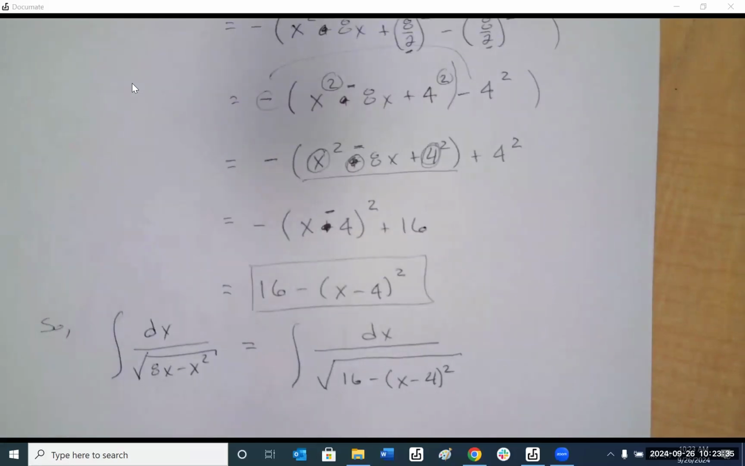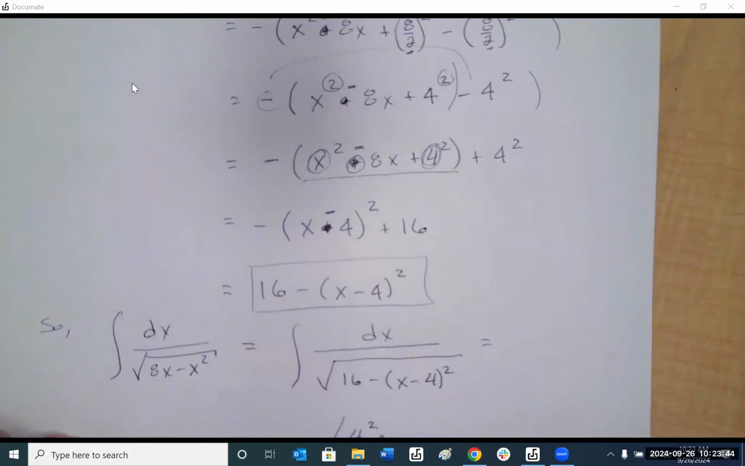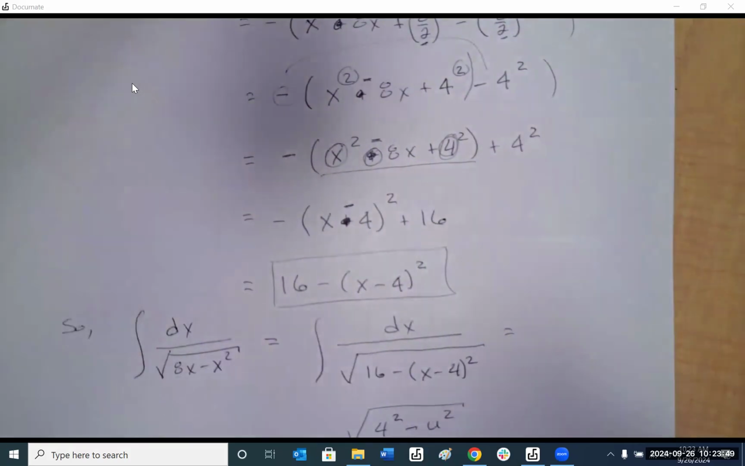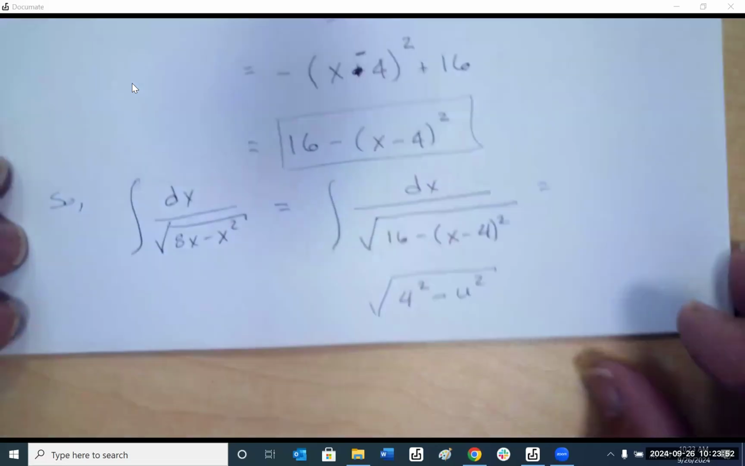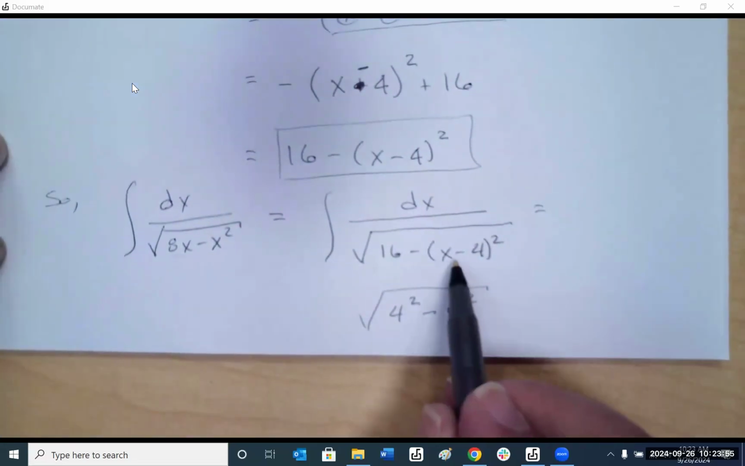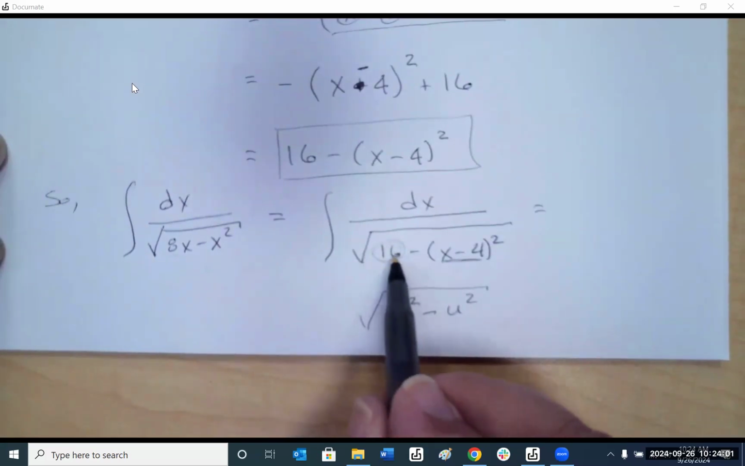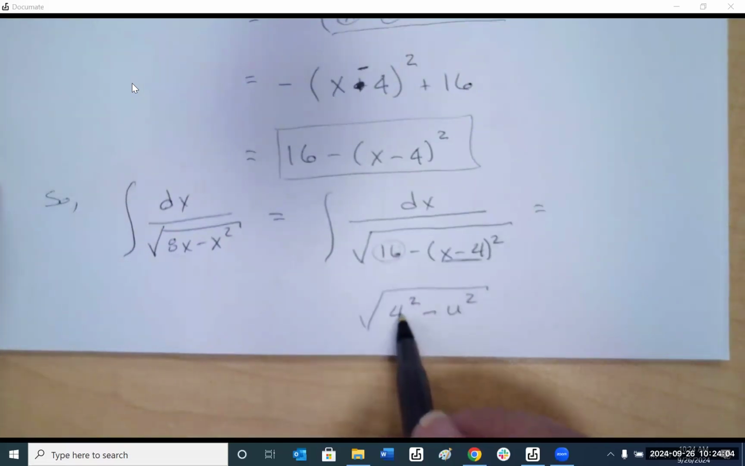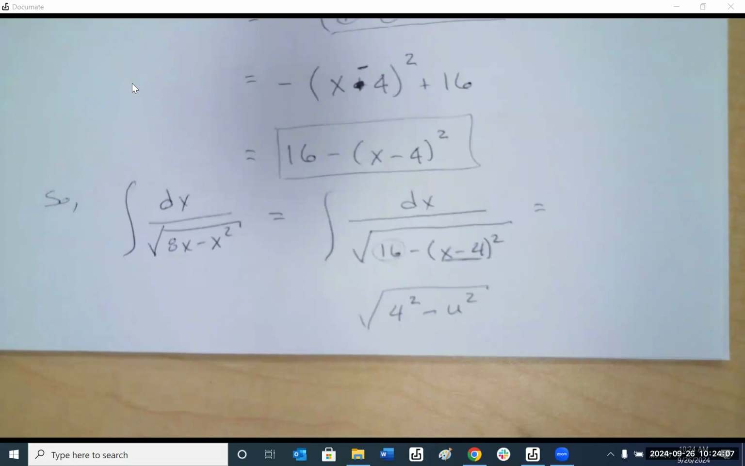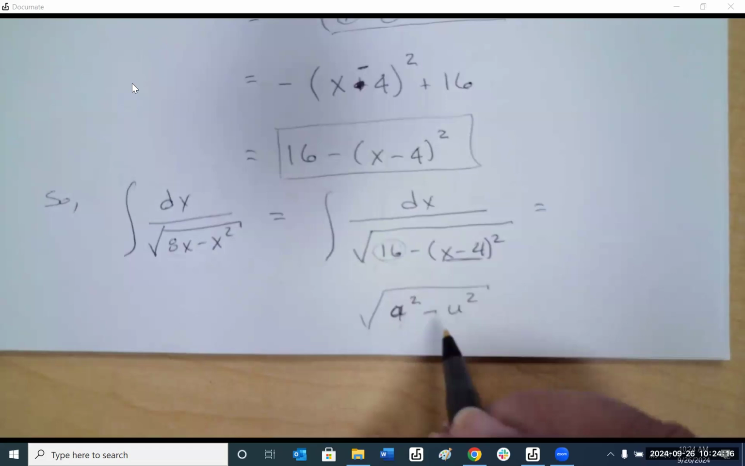Remember, a represents the number. So what we have here is the square root of 4 squared minus u squared. Because remember, u is a function of x, so that's the u. This is a number, and we have to make them into squares. 16 is 4 squared. So which one matches? No, this is a squared minus u squared.